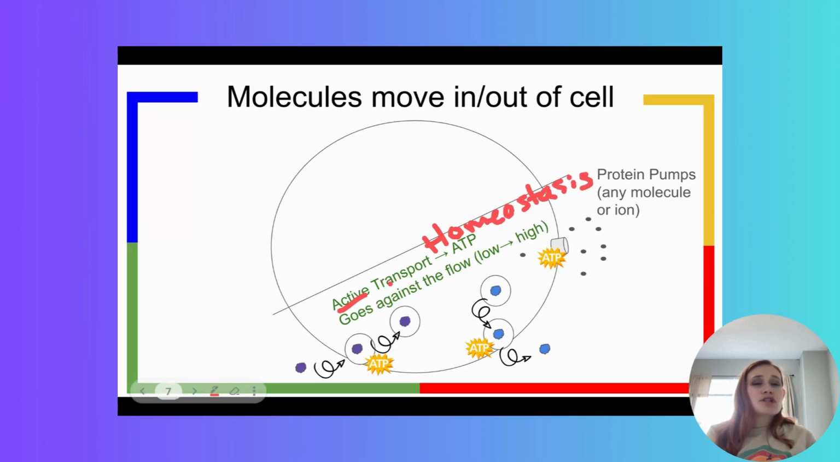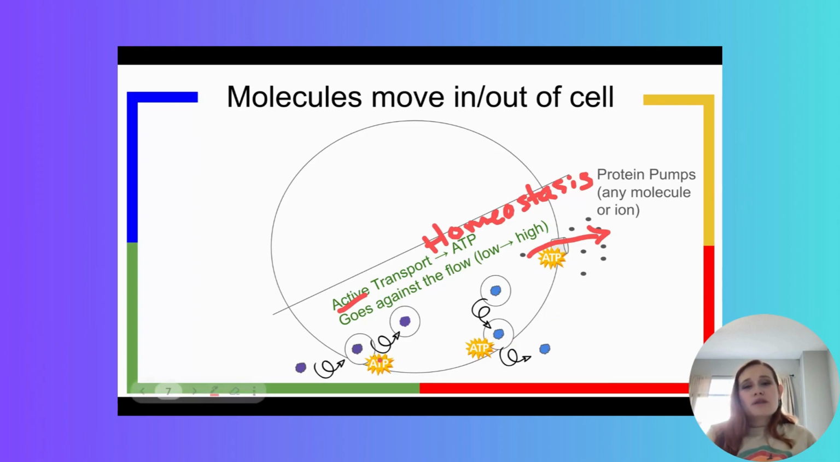So active transport is all about homeostasis more so than equilibrium. So the cell made this molecule, it does not want it at all. It needs it out. What it does is it's going to bind an ATP to the protein channel, and this protein channel is going to pump the molecule outside the cell. So that is protein pumps or active transport.